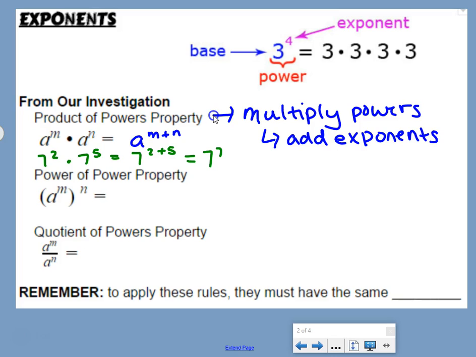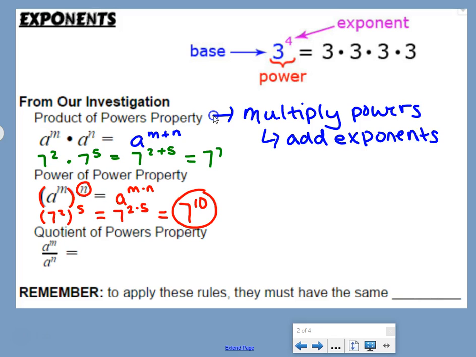Power of a power property. So you're taking a power, raising it to another power. We multiply the exponents. So this would be a to the m times n power. Again, if you need a numerical example, if we had 7 to the second power raised to the fifth power, that would be 7 to the 2 times 5 power, which would equal 7 to the 10th power.